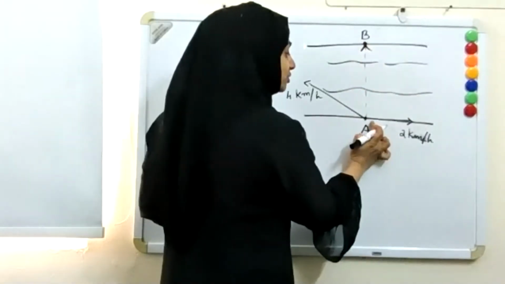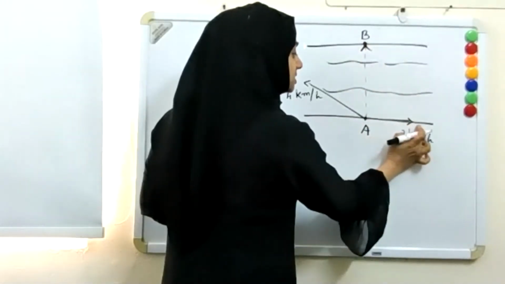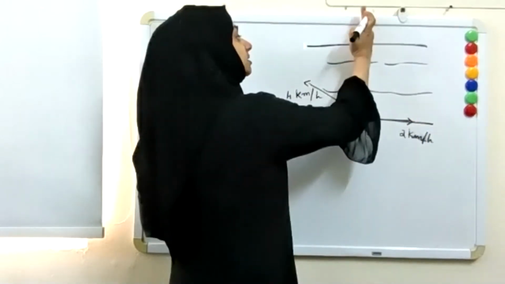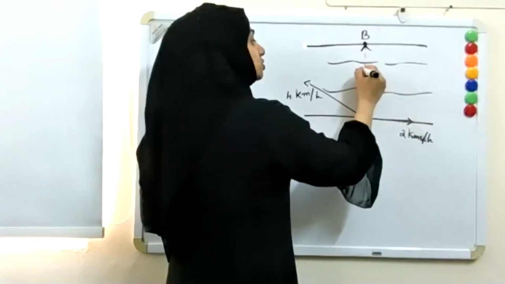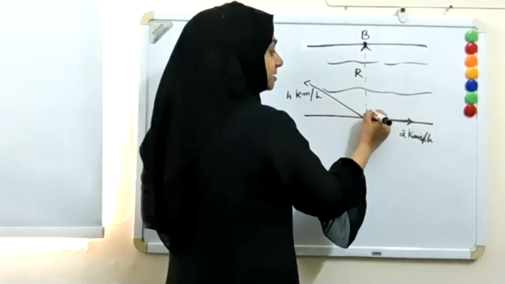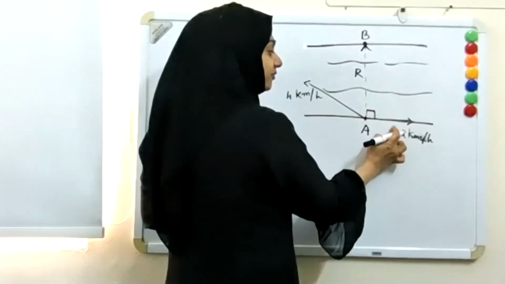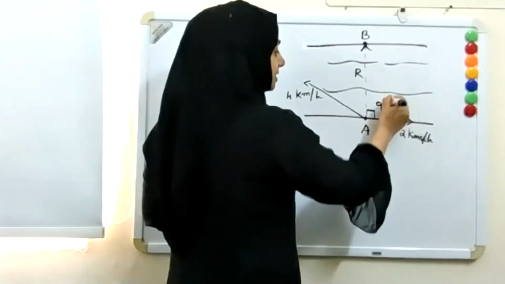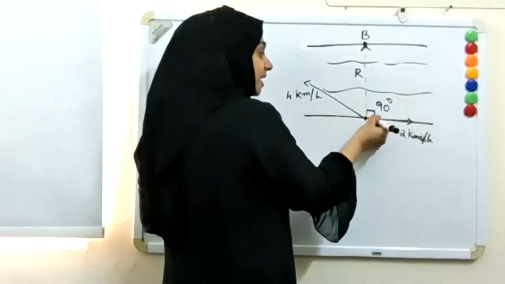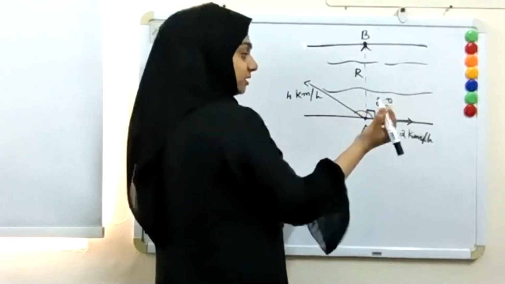So you have two velocities. One is in this direction, the other is in this direction. The resultant should be this. The angle made by the resultant with one of the vectors should be 90 degrees. We have to find what should be the angle between these two vectors.